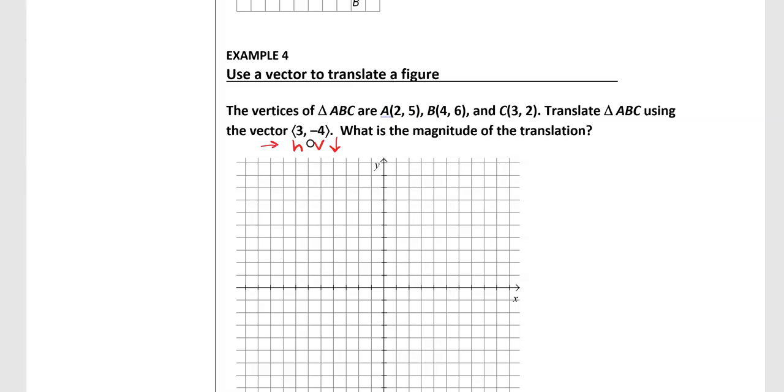So if we go to plot this out, let's go ahead and plot A, B, and C to start with. So over 2, 1, 2, 3, 4, 5. Okay, so we got A, and then B is 4, 6, 1, 2, 3, 4, 1, 2, 3, 4, 5, 6. And then C, 1, 2, 3, 2.